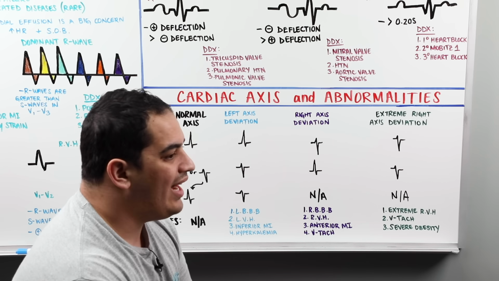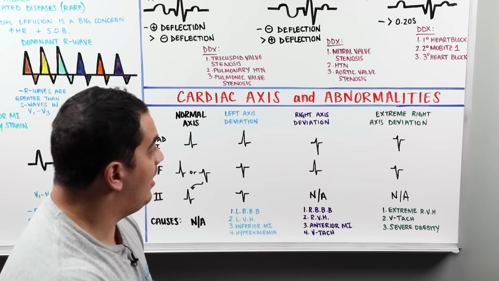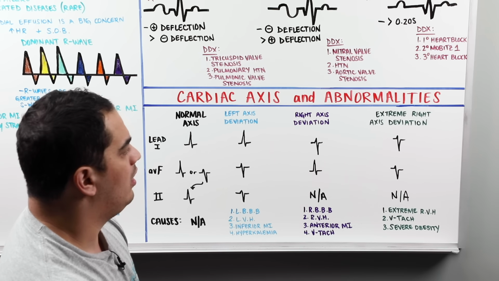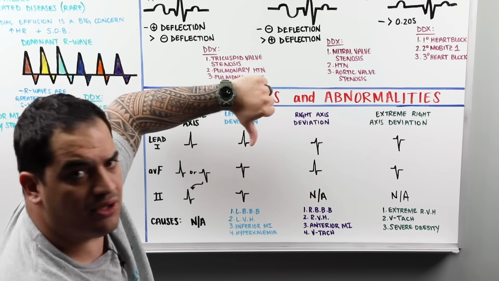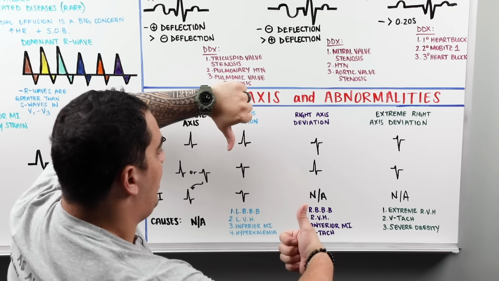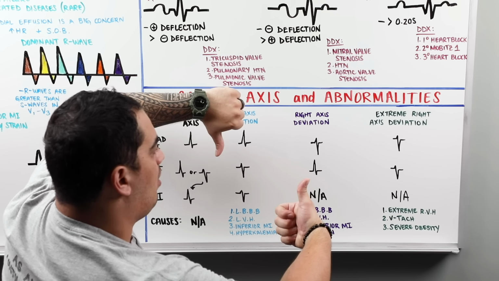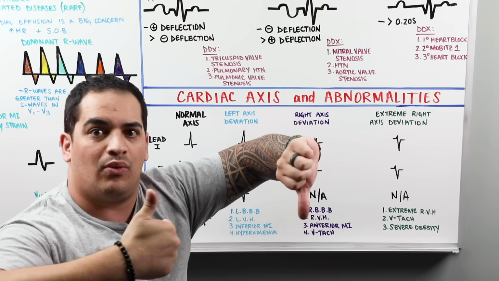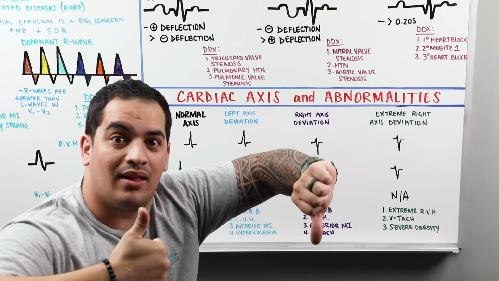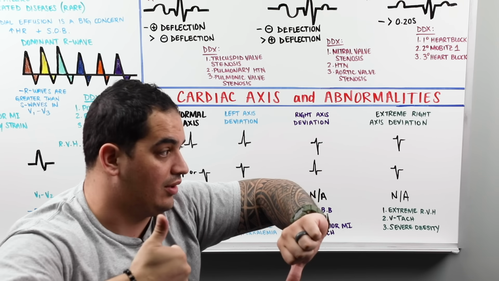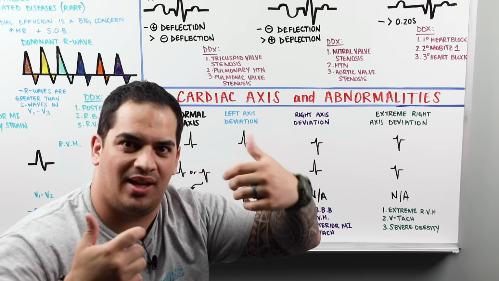The next one is right axis deviation. So use your thumbs again. What's my lead 1 doing? That's primarily a downward deflection with the S wave, okay? What's my AVF doing? That's a primary upwards deflection of the R wave. So left thumb down, right thumb up. Which thumb is up? The right thumb, that's right axis deviation. So usually whatever thumb is pointing up is telling you the axis.